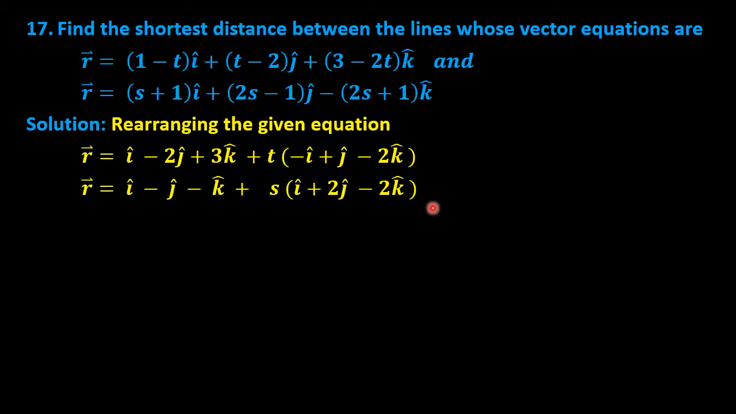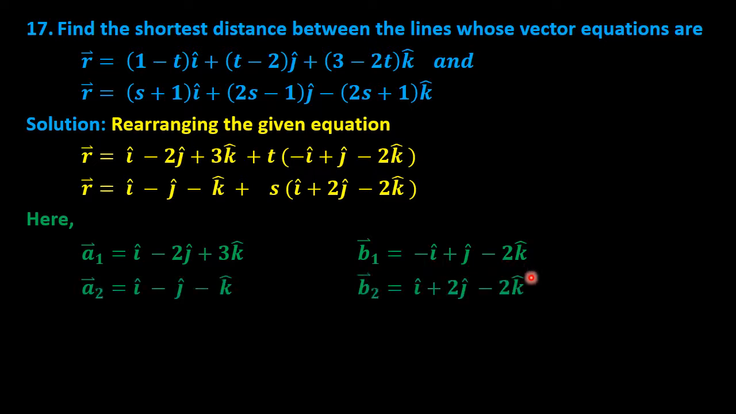Then we write the expression for a1 vector, a2 vector, b1 vector and b2 vector. So from the first equation of the line, this is the expression for a1 vector and this is the expression for b1 vector. And similarly, this is the expression for a2 vector and this is the expression for b2 vector. So here, a1 vector equals i minus 2j plus 3k, b1 vector equals minus i plus j minus 2k. And similarly, from the second equation of the line, a2 vector equals i minus j minus k, b2 vector equals i plus 2j minus 2k.